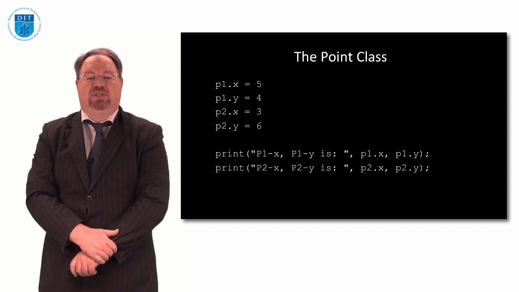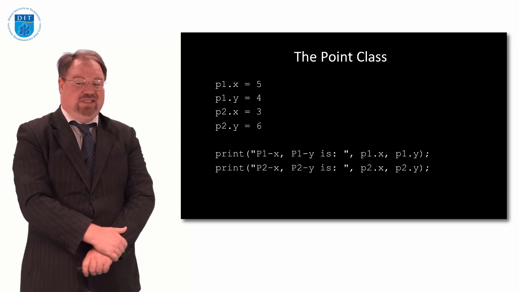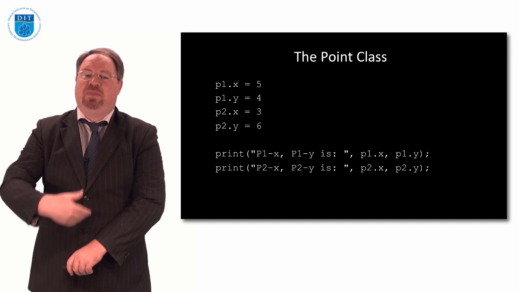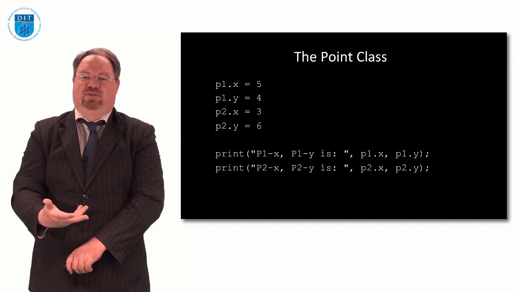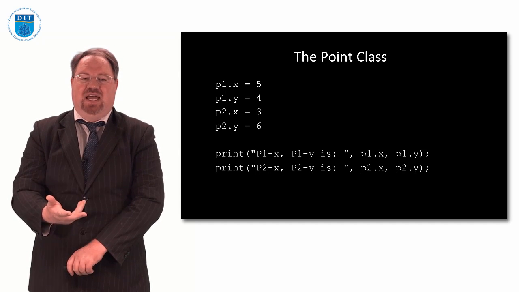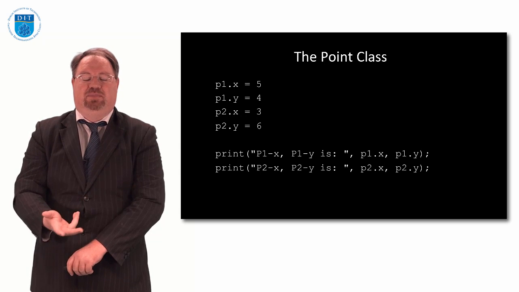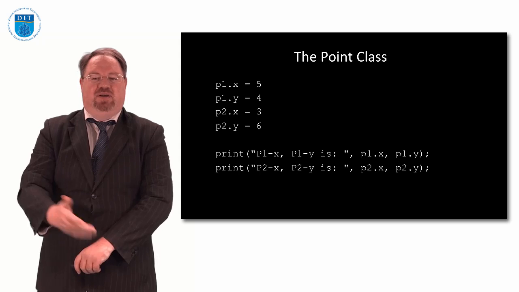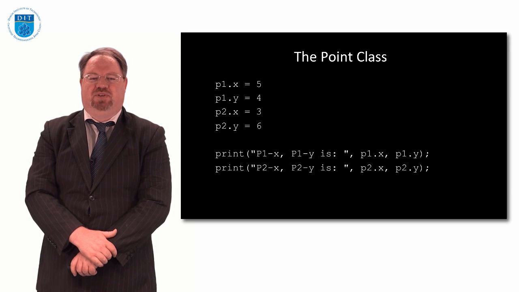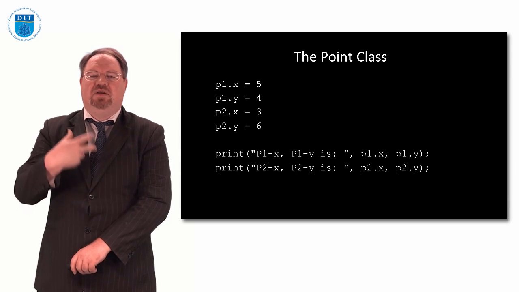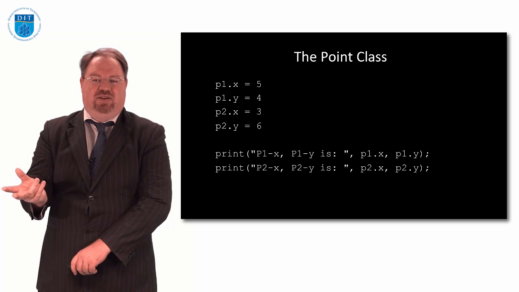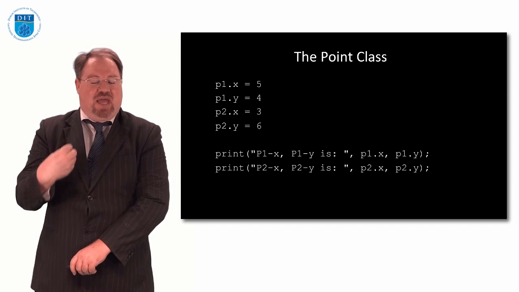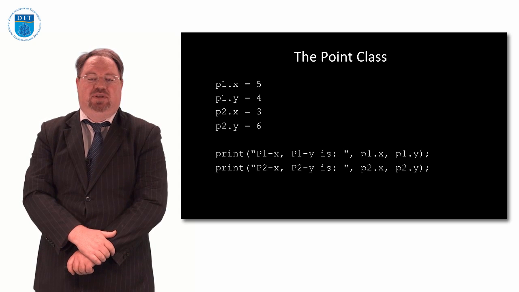Whereas for point 2, its x coordinate is 3 and its y coordinate is 6. Just to be clear how brilliant Python is, if I want to add attributes to an object, say add x and y to point 1 and point 2, all I say is the object point 1 gets dot x gets the value 5. There's no declaration of attributes. You just add them in and stick values into them.